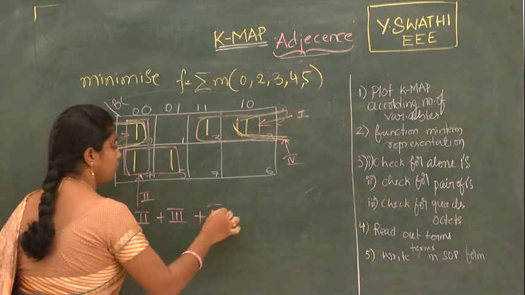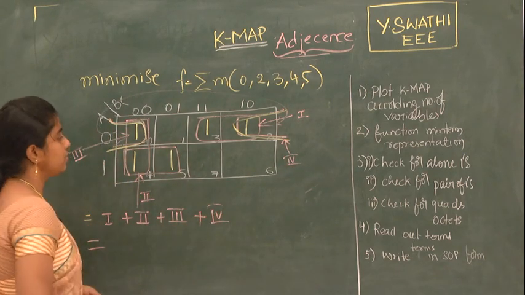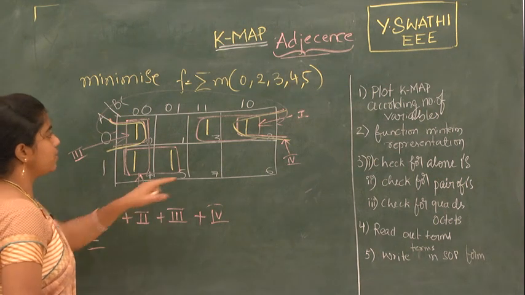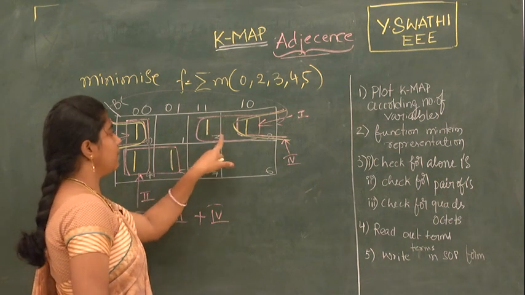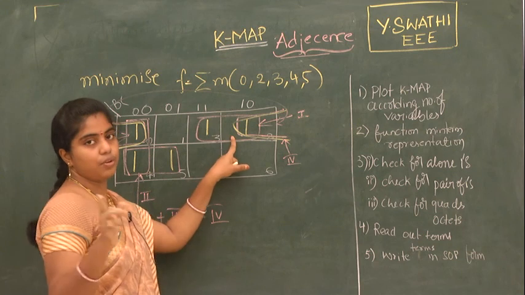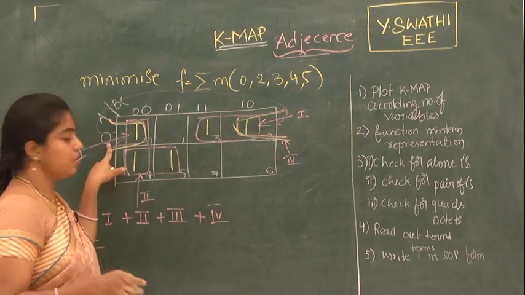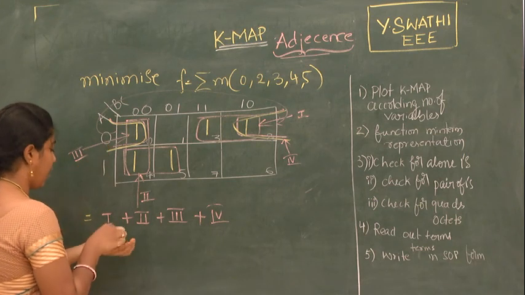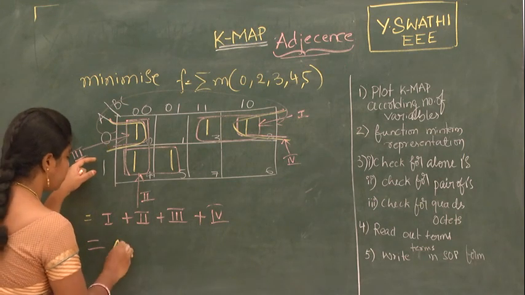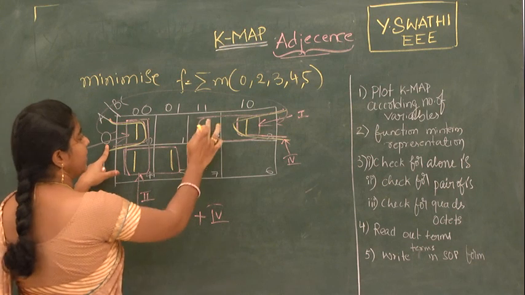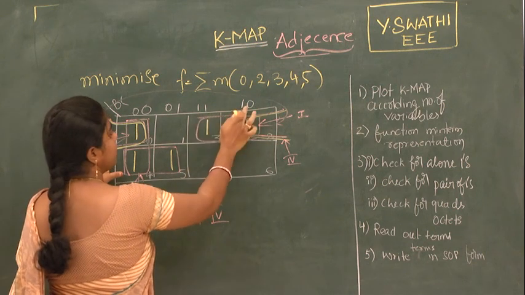So this is 4. What is the first group? These 2 and 3 cells form group 1. In this first group, A doesn't change from 0, so it is A complement. And in these two cells, what is the common term?